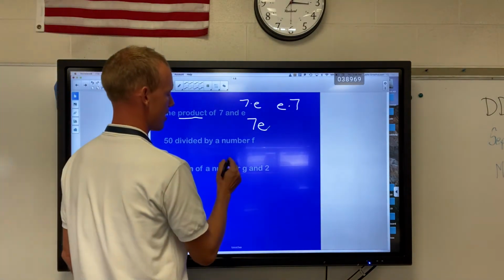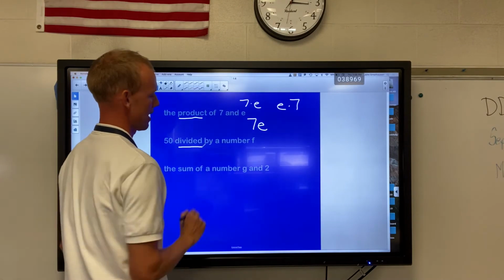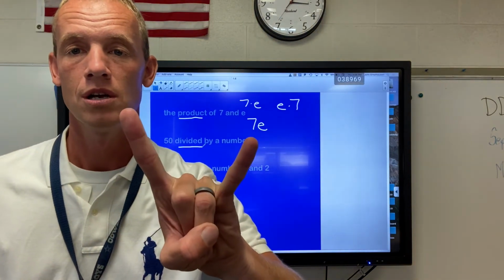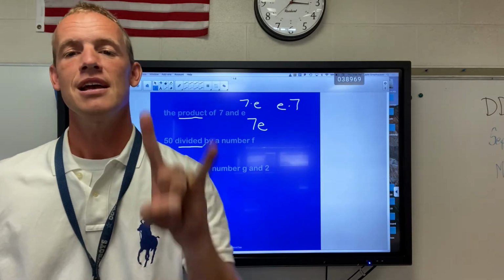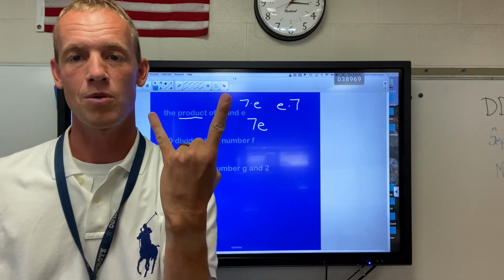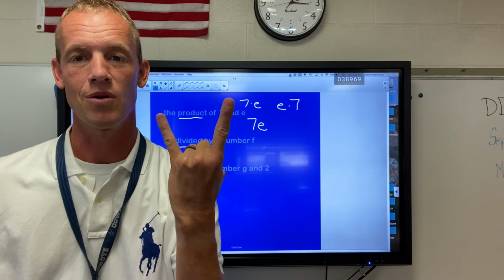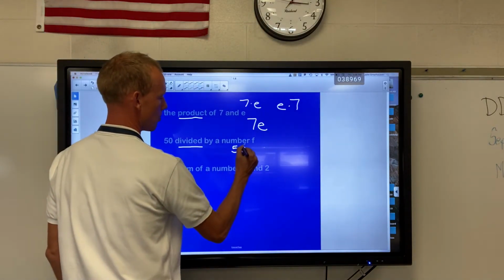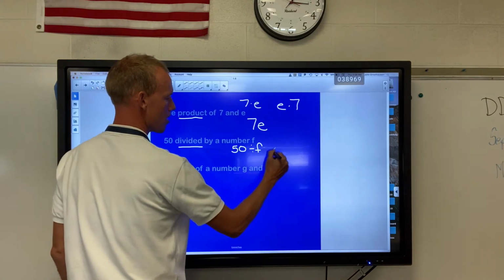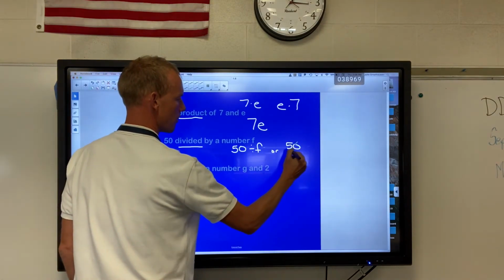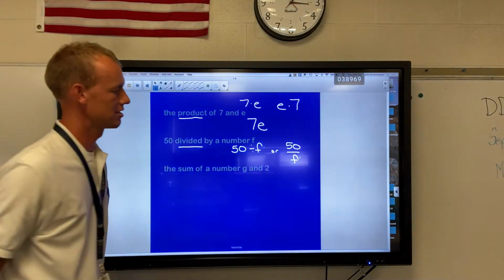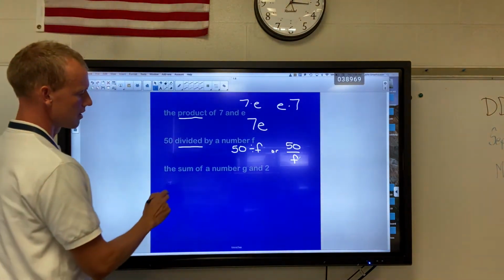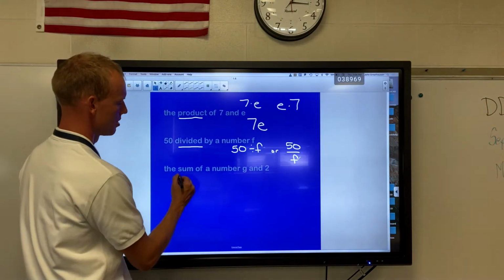50 divided by a number F. That operation is right there. Expressions need two things: an operation and a variable. Doesn't matter what order, but they need them both. So 50 divided by a number F, we're going to put 50 divided by F, or you can put 50 over F because a fraction is a division symbol. You don't need to do them both ways. One way works.